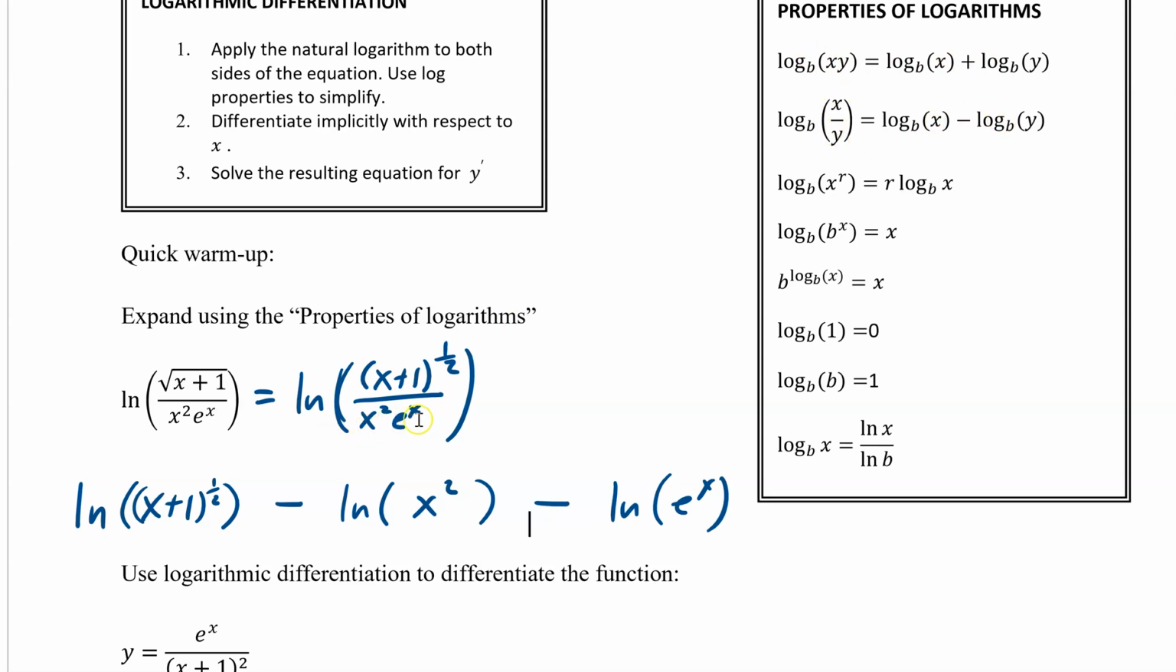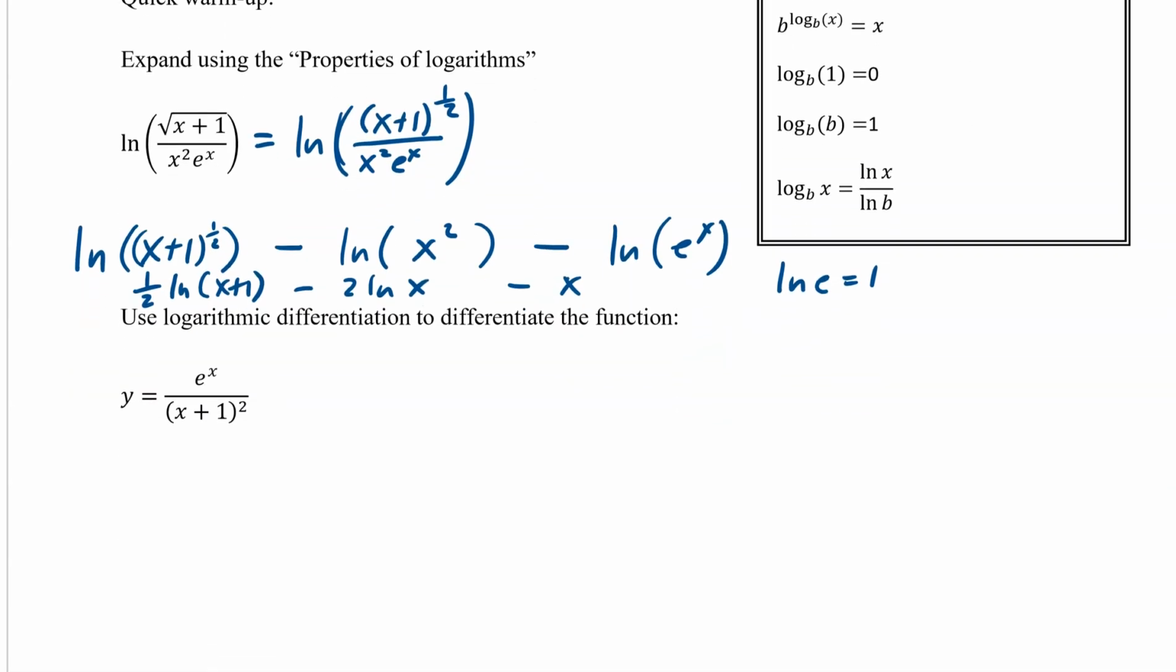So these two are on the bottom. They would both get negatives. And then if there's an exponent on each one of them, we want to bring that in front. So this becomes 1/2 ln(x plus 1) minus 2 ln(x) minus x ln(e), which is just 1. So if you have an e, it just becomes x. So ln of e is equal to 1.